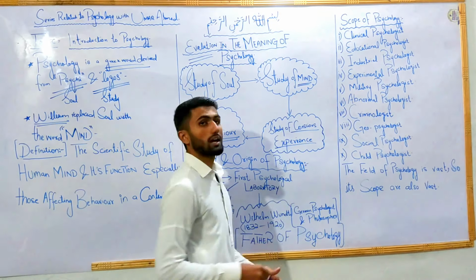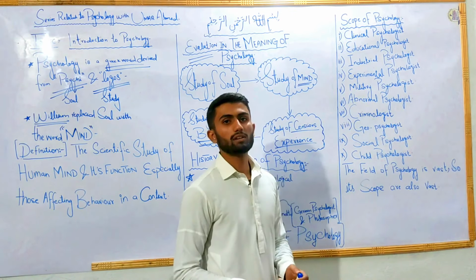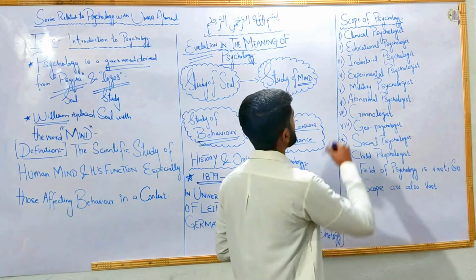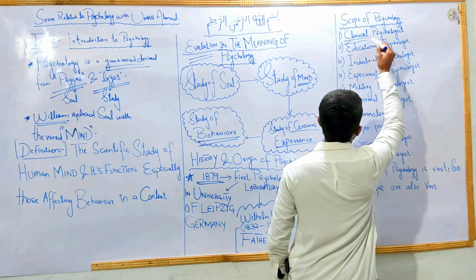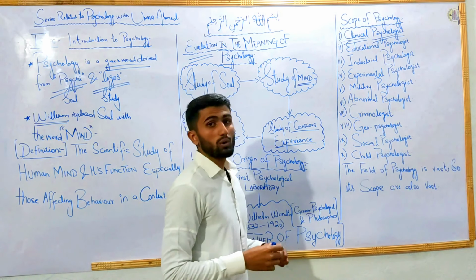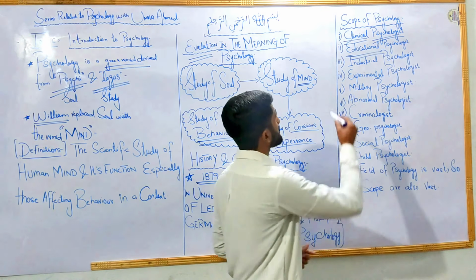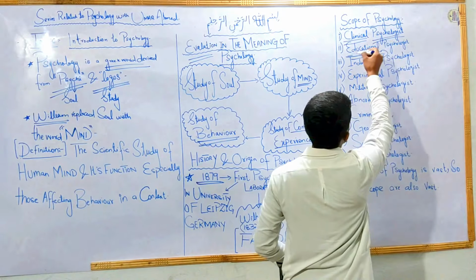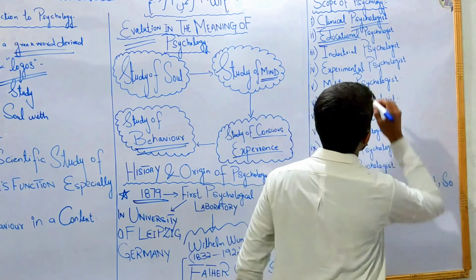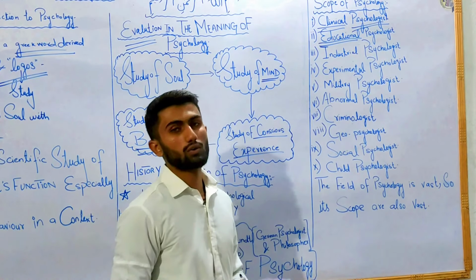So we are moving towards the last topic, that is the scope of psychology. Without knowing the scope of something, it is useless to study that thing. So the first one is clinical psychologist. A clinical psychologist is basically a psychologist who studies the mental processes of humans. The next scope of psychology is educational psychologist. This branch of psychology is concerned with psychological problems related to teaching and training of students.